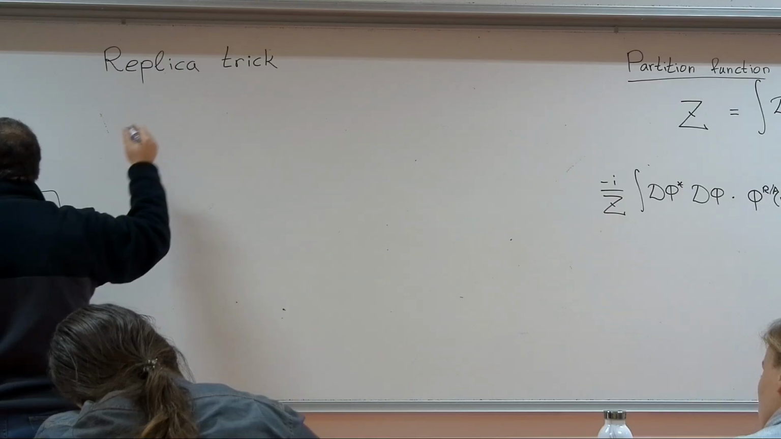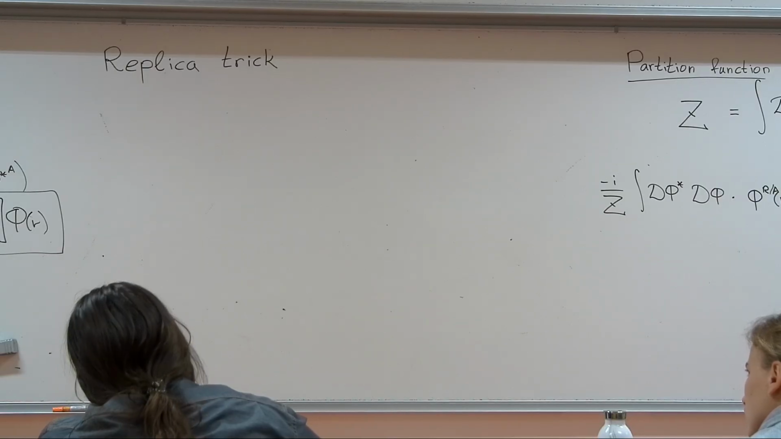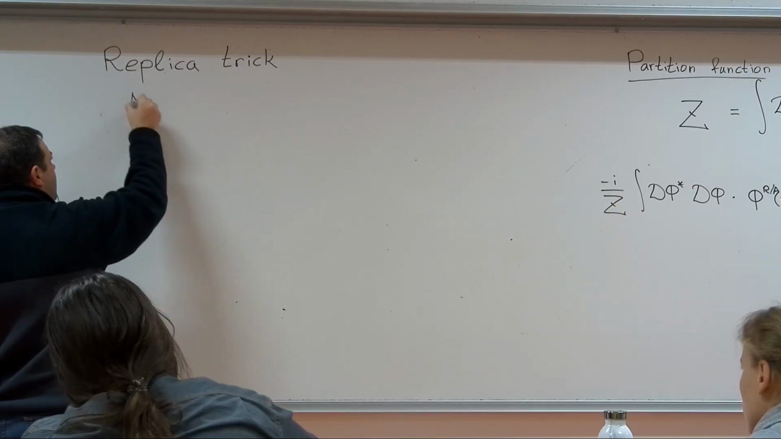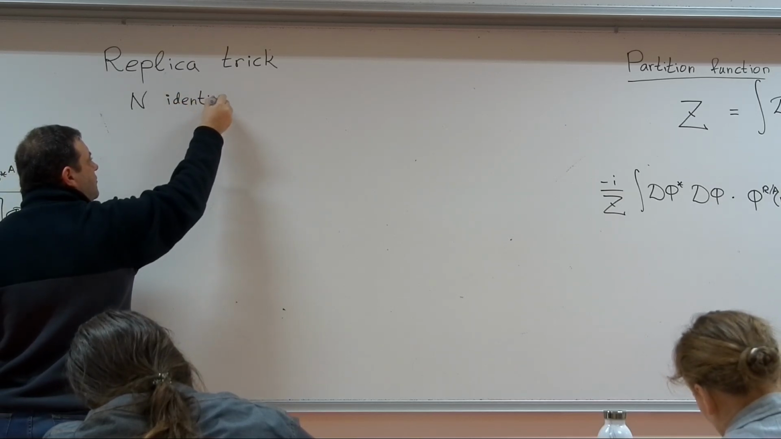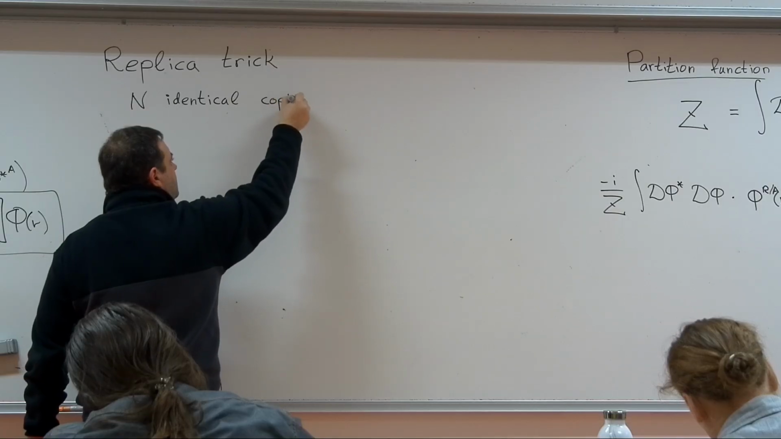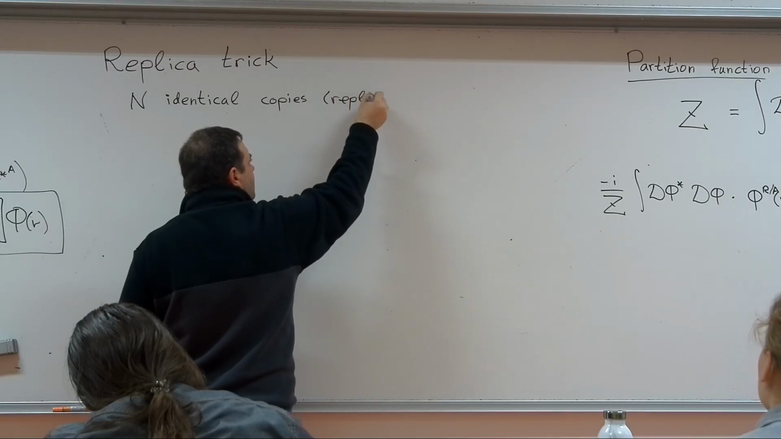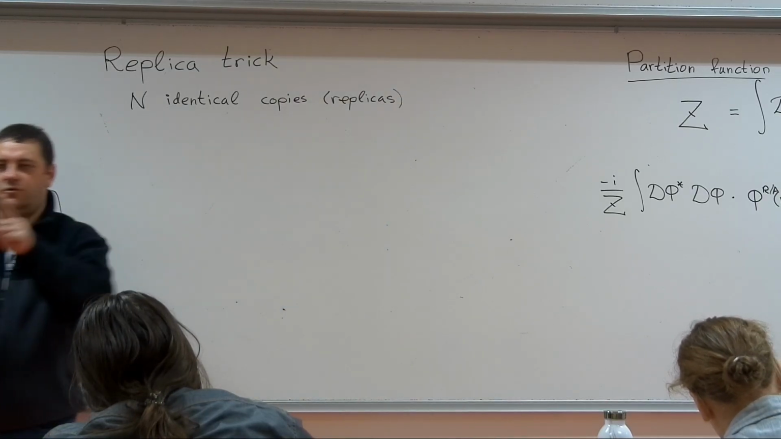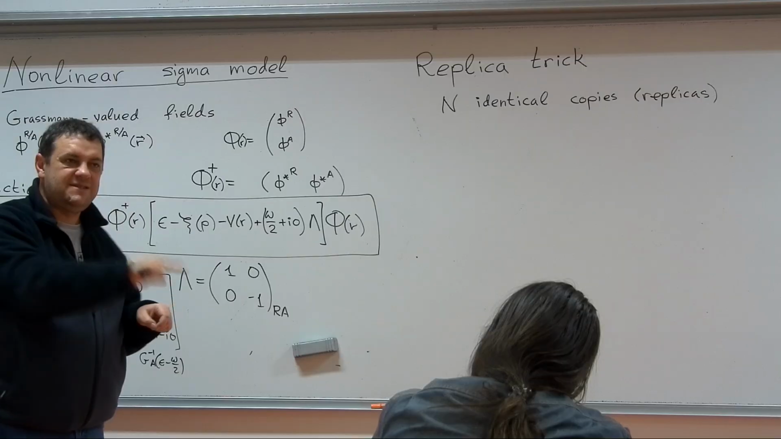Replica trick. Instead of one disordered system, one piece of metal with this Hamiltonian, we take n identical replicas, identical copies of this system, which are also known as replicas. So instead of one piece of metal, we have, say, ten identical pieces of metal: 1, 2, 3, 4, ... 10. They are so identical that this function V of r is the same in every one of them.